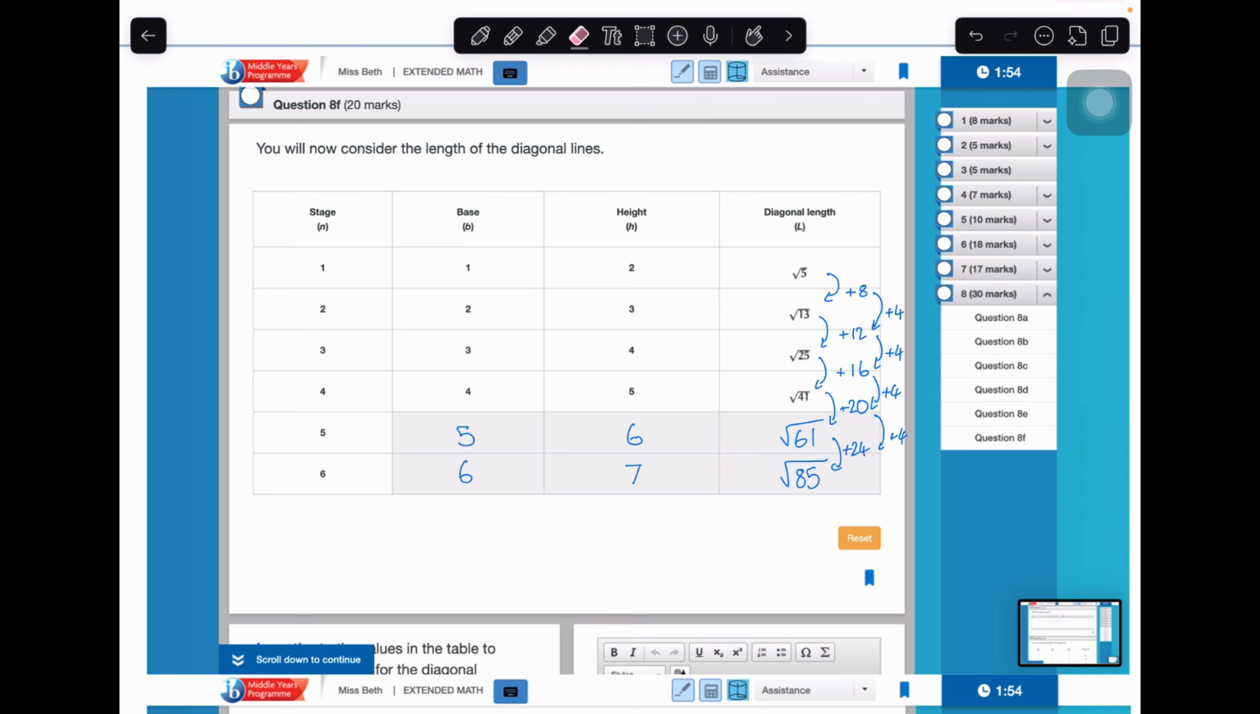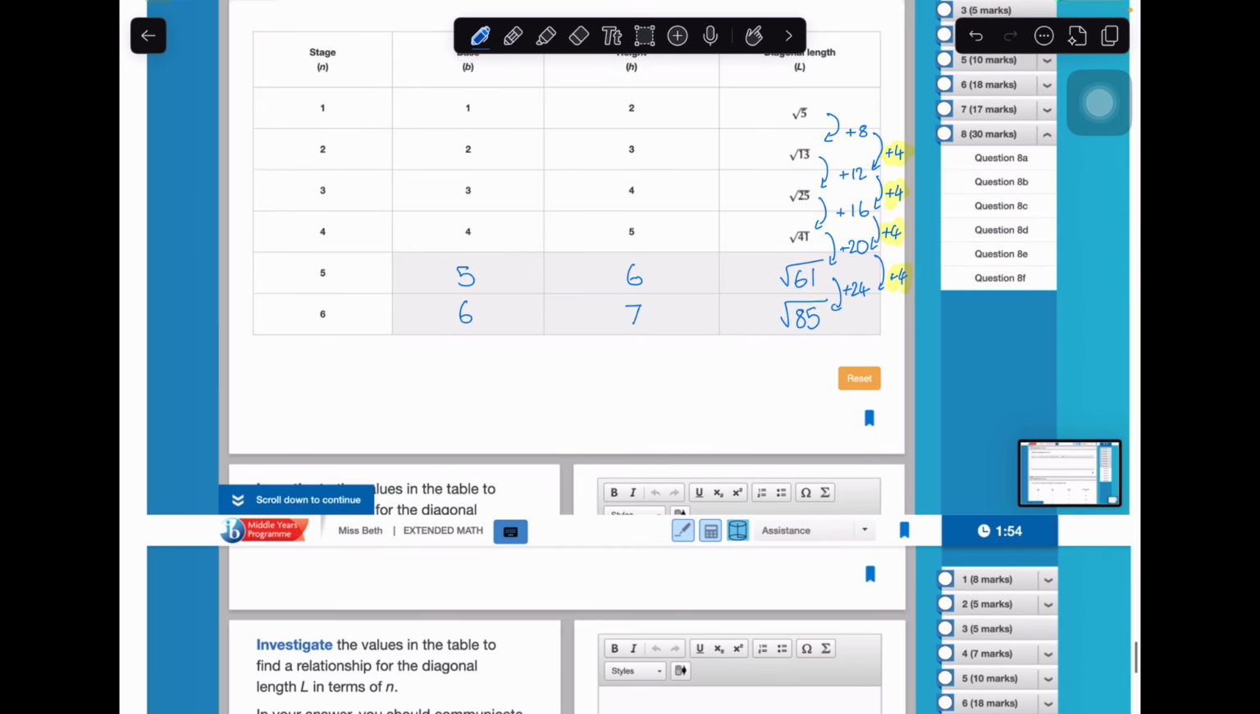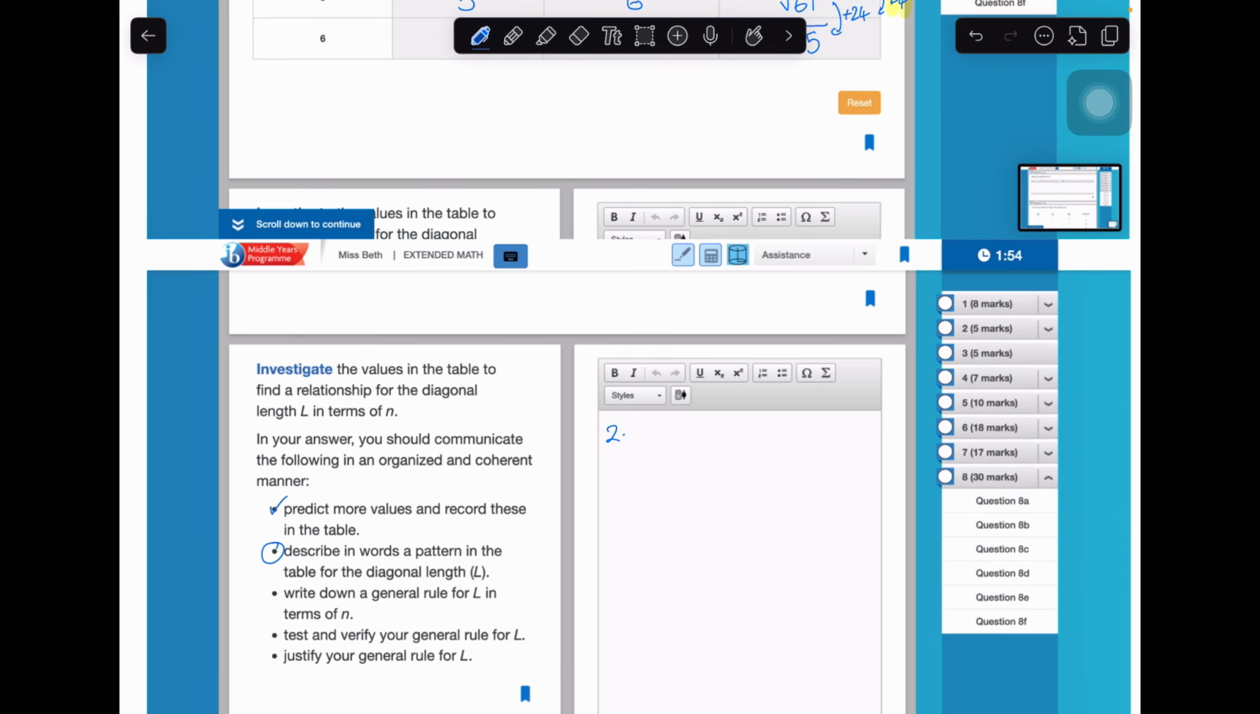Now, what I've already done when I was completing this table is identify that this is a quadratic sequence because my second difference is constant. Because it's plus 4, I know that this sequence, if I'm just looking at the numbers underneath the square root first, is going to be something to do with 2n squared. So in terms of describing in words a pattern, you need to say that this is a quadratic sequence. So the pattern follows a quadratic sequence.